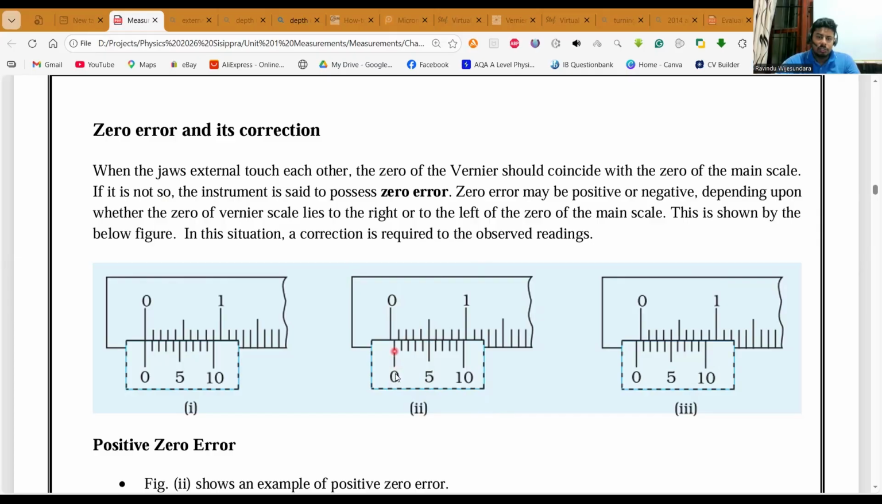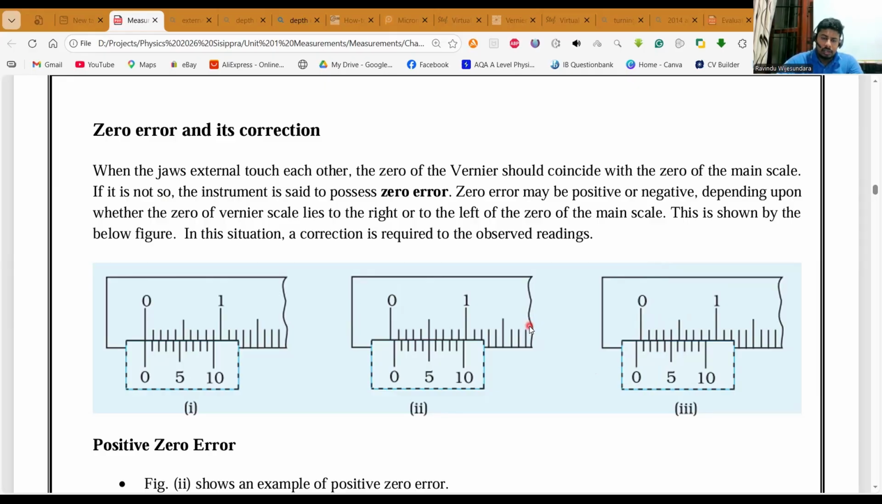If the vernier zero is located on the right side of the main scale zero, then it must be a positive zero error, right? Similarly, if the vernier scale 0 is located on the left side of the main scale 0, then it is a negative zero error. So what we have to do is find this zero error value, and then add that to the final reading.